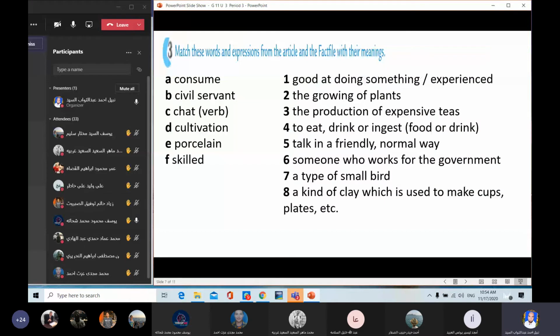Match these words and expressions from the article and the fact file with their meanings. These words are used in the article and the fact file. What do they mean? You have to match them with their meanings. Consume, civil servant, chat, cultivation, porcelain, skilled. These words are studied in the workbook on page number 16. Match them with their meanings or correct definitions. I'll give you 2 minutes to read and match by writing numbers from 1 to 8.